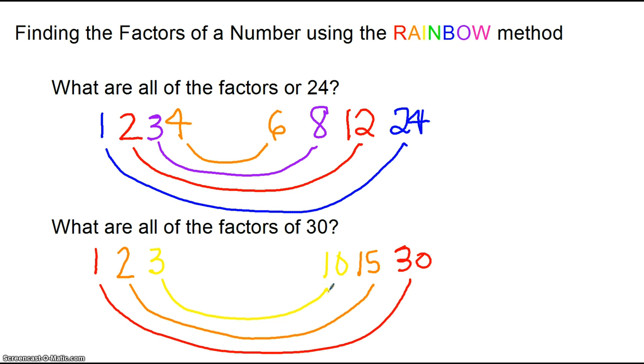Does 4 go into 30? Nope. Does 5 go into 30? Sure does. So then I go to 5. What times 5 is 30? And you'll get 6. And I know there's no whole numbers in between 5 and 6. So that's it. The factors of 30 are 1, 2, 3, 5, 6, 10, 15, and 30.